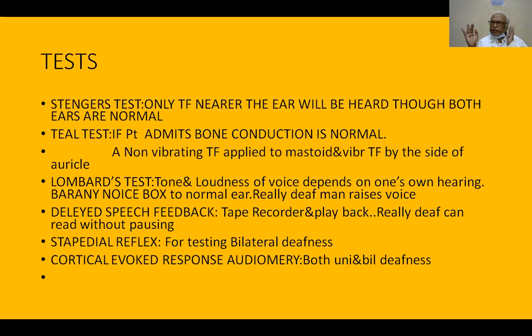Patient says he is not able to hear well on the left ear. You vibrate the tuning fork, two tuning forks, put on both sides of the ear, and bring them nearer to the ears, especially the left ear. Then he will say, I'm not able to hear. But in fact, he will hear the tuning fork that is nearer the ear, not the tuning fork which is away from the ear. That is how you will identify the malingerer.